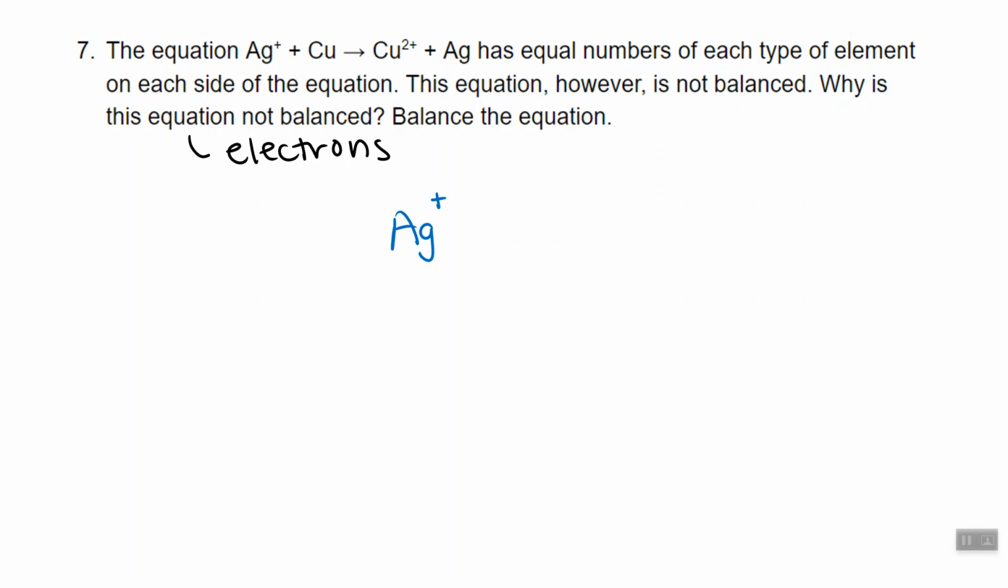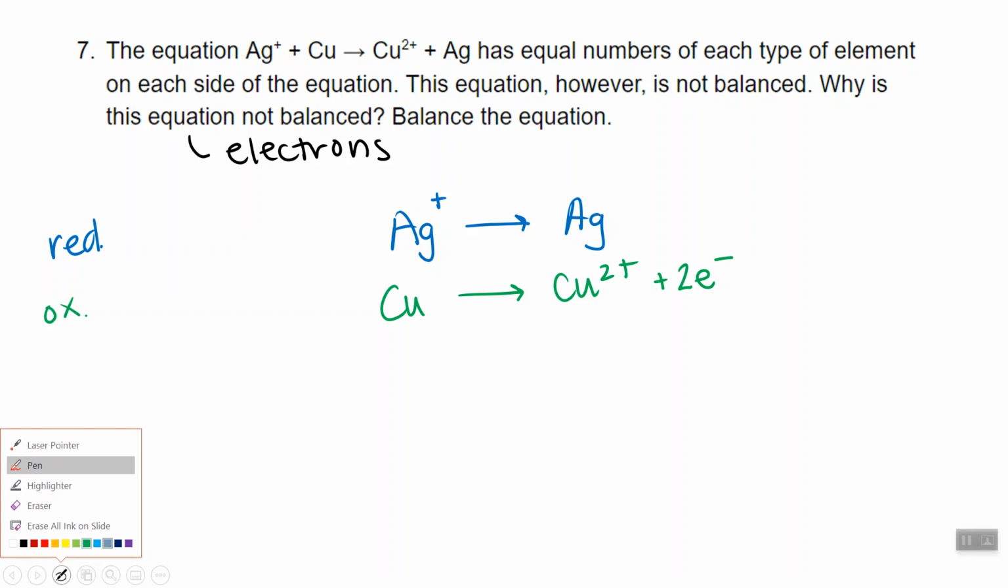Silver is going from +1 to 0. So that is our reduction. So then copper going from 0 to +2 is my oxidation. Okay, so this is already balanced with respect to atoms, but we need to balance it with respect to electrons. So I need 2 electrons over here, and then I'm going to need 1 electron for silver.